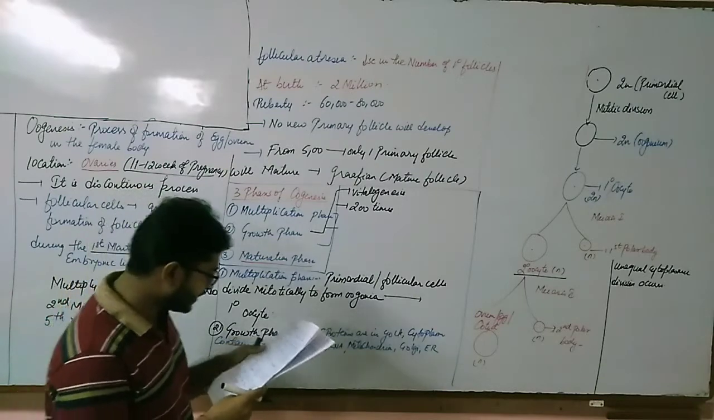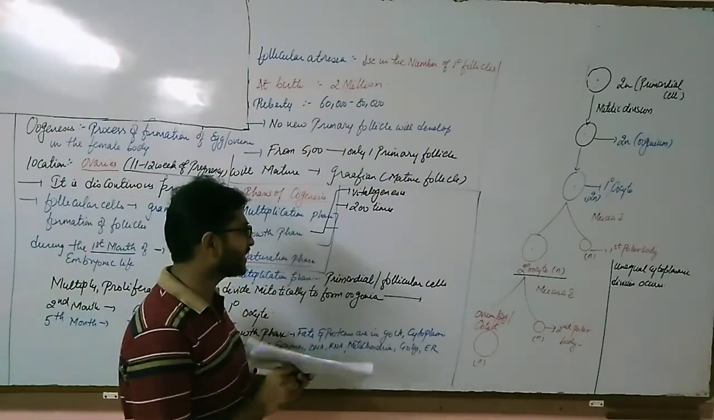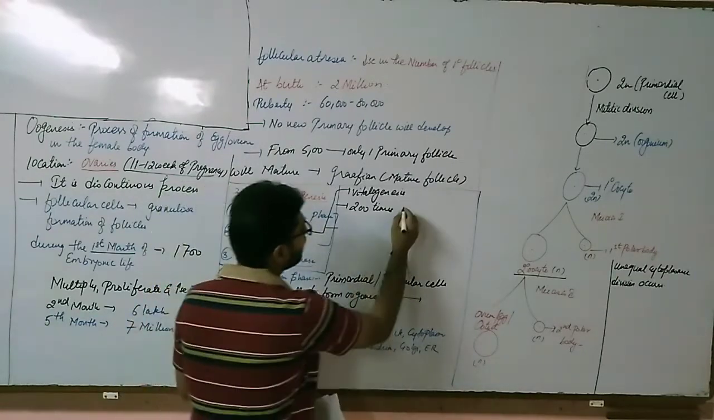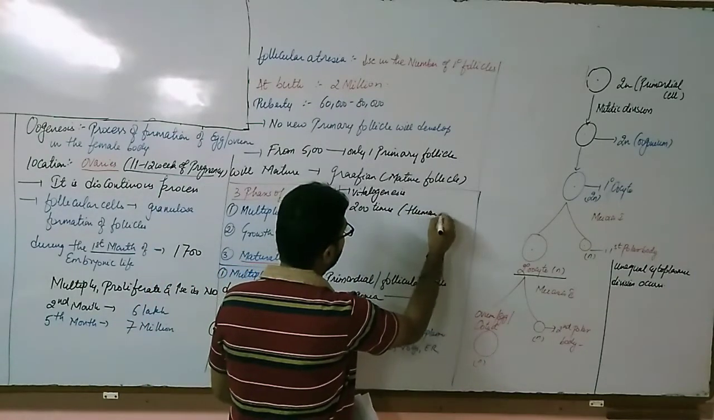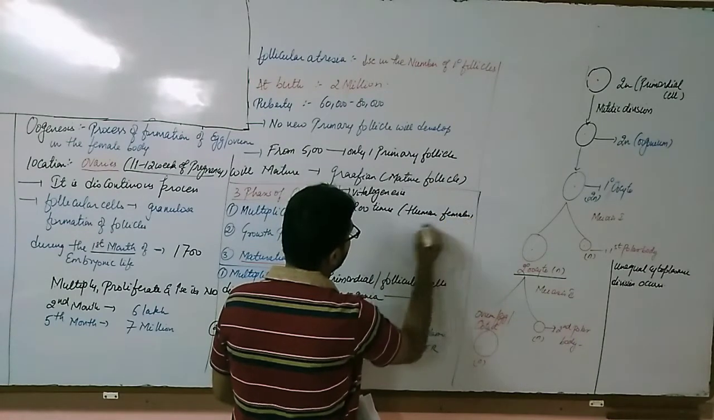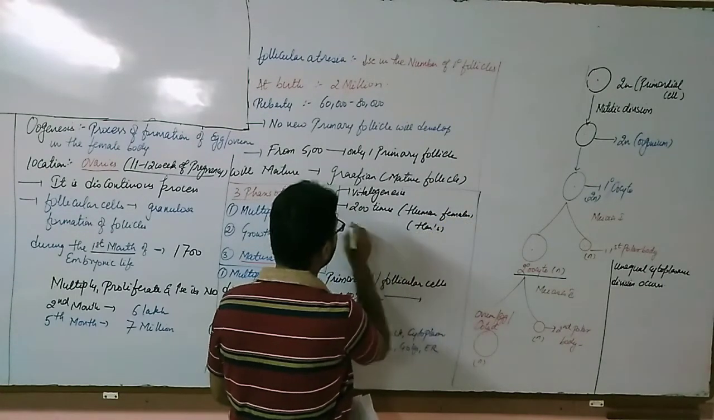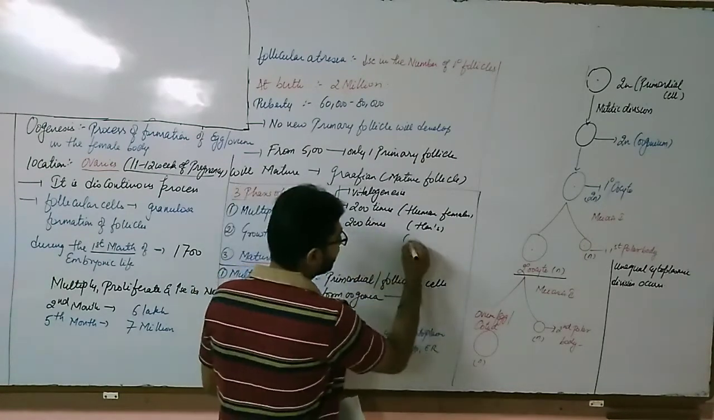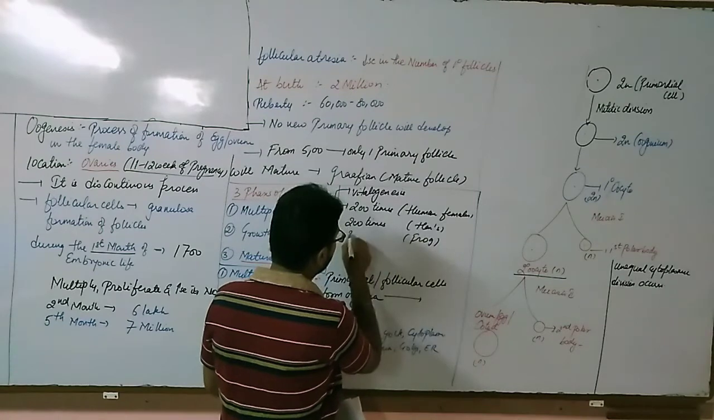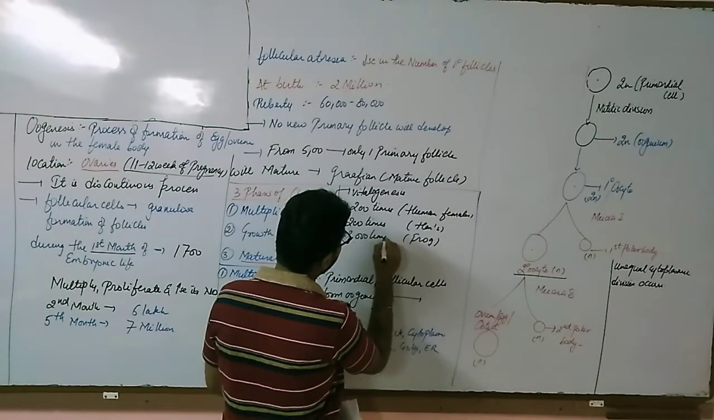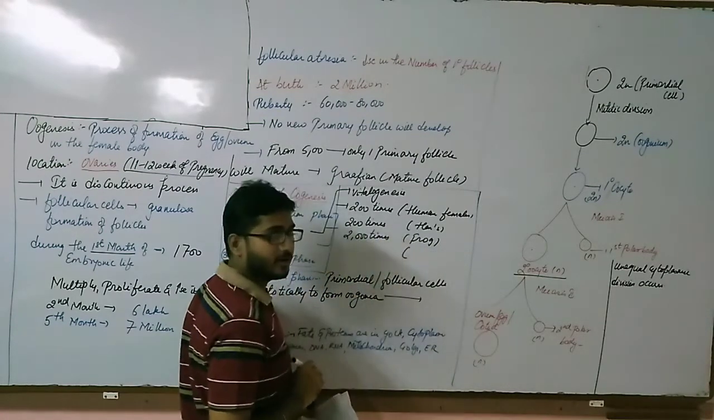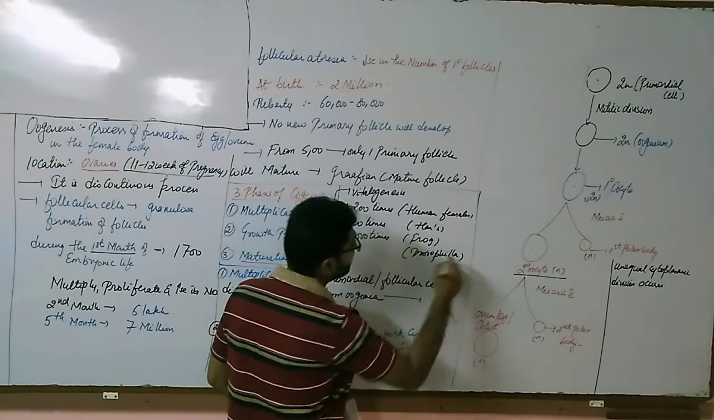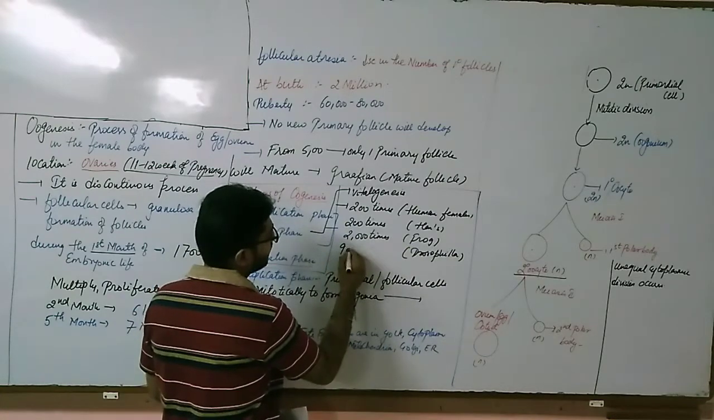So what is going to happen is the oogonia size increases to primary oocyte. So a 200 times increase is observed in case of human females. In case of hen, it is again 200 times more yolk content. In case of frog, it is 2000 times, and in case of Drosophila, the insects, it is around 90,000 times more yolk content.